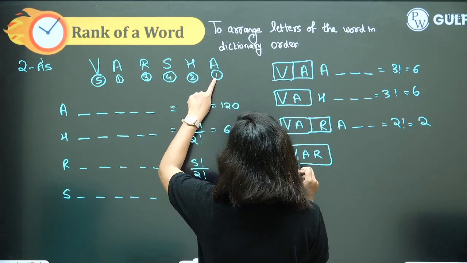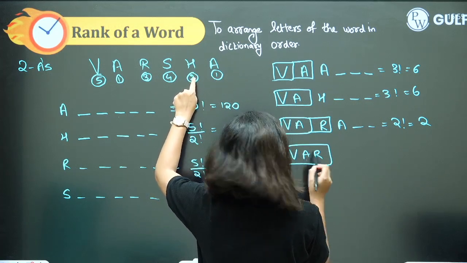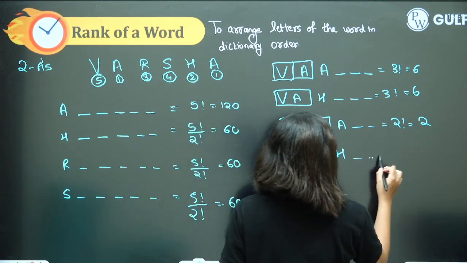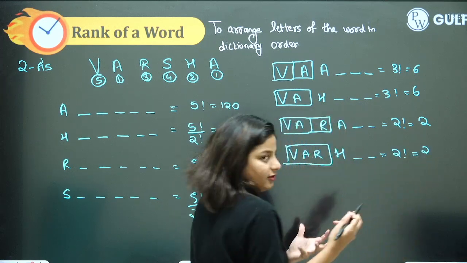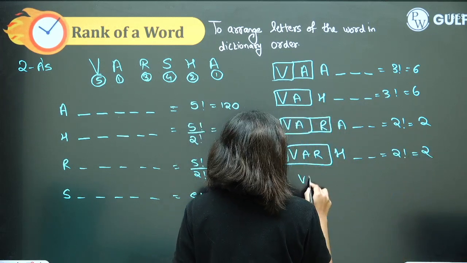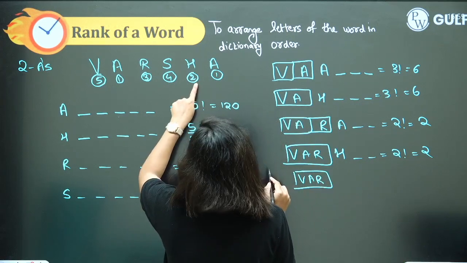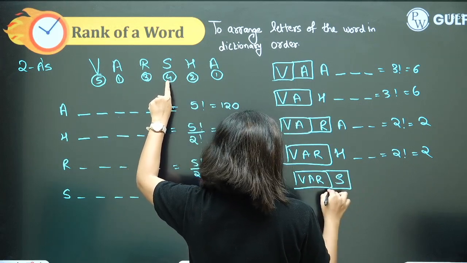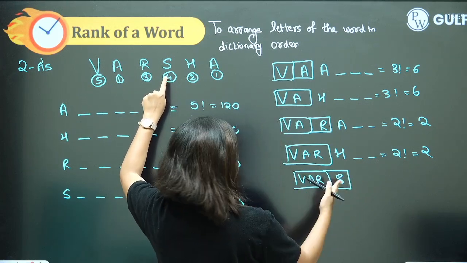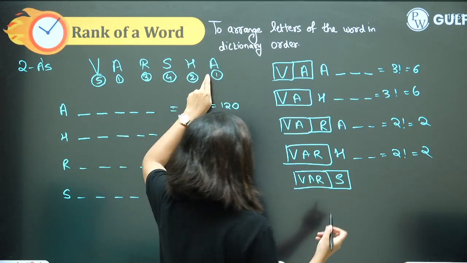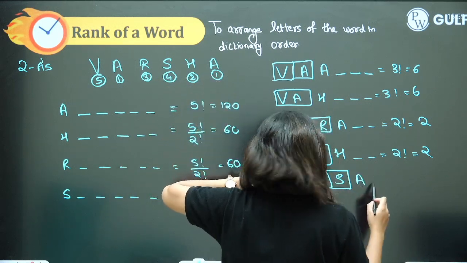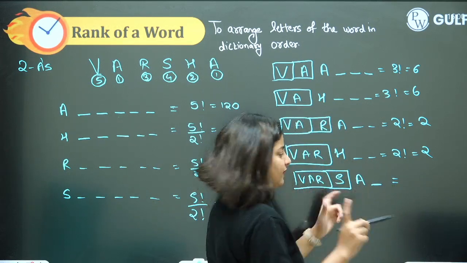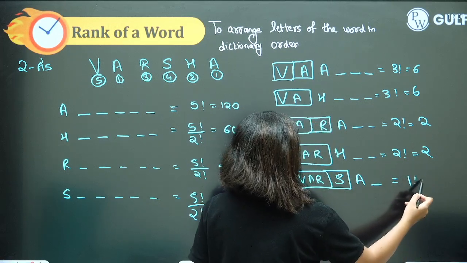After A, in the priority there is one more A which is already used. H. Do we want H? No. Find number of words starting with Var. 2 words. Then after VAR, H. After H, you will get S. Do you want S? Block it. So blocked. Once you block the letter, start the priority again. Next letter will be A. Do we want A? So VARS A. Varsa. Do we want Varsa? No. So there is one word with this Varsa.